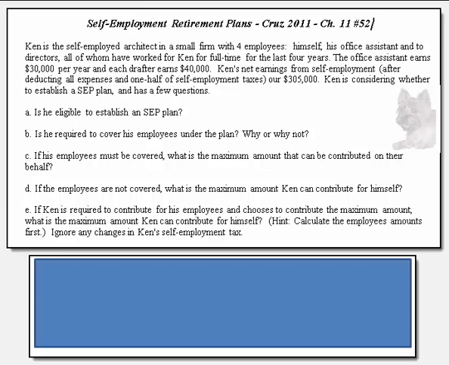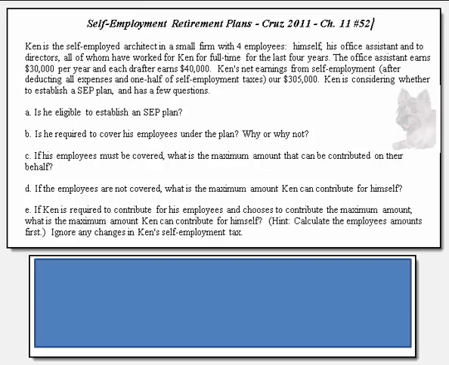Let's take a look at this problem which deals with retirement plans for a self-employed individual. Ken is the self-employed architect in a small firm with 4 employees: himself, his office assistant, and 2 drafters, and that should be spelled T-W-O. I apologize for the typing error. All of them have worked for Ken full-time for the last 4 years.